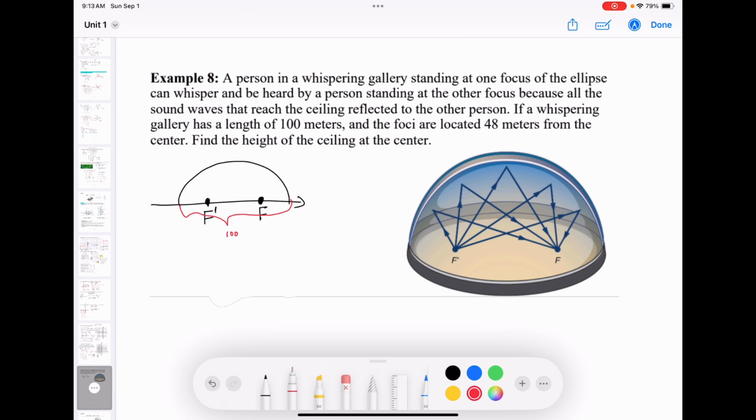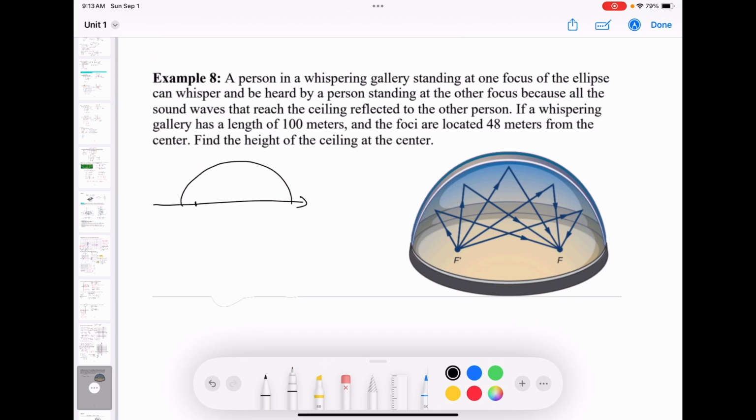Maybe we can graph an accurate ellipse. Here is my first focus, second focus, and this is the center. The length from here to here is 100 meters, and the length from the center to one of the foci is 48. What I need to find is the height of the ceiling at the center. Okay, we should find the height of the ceiling.